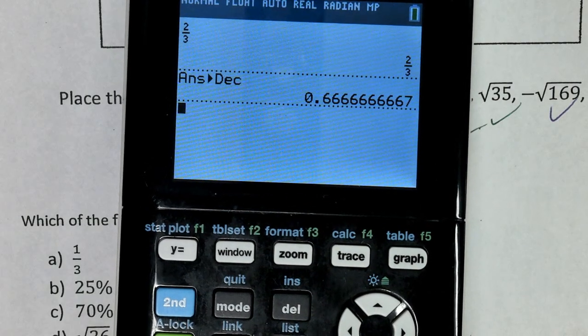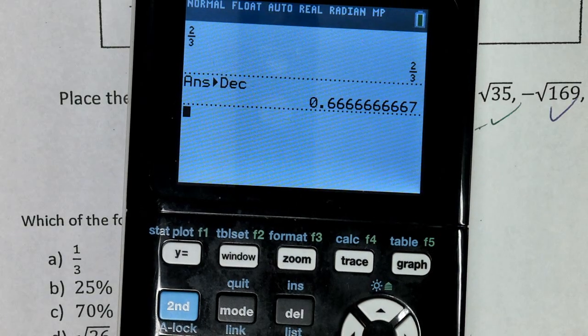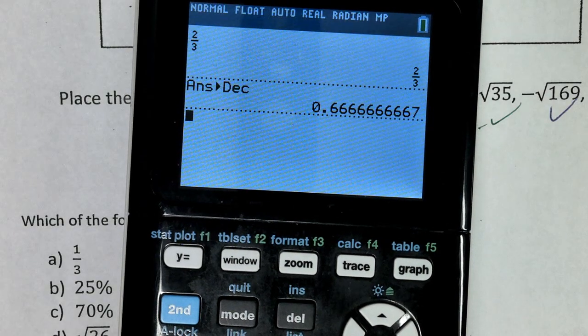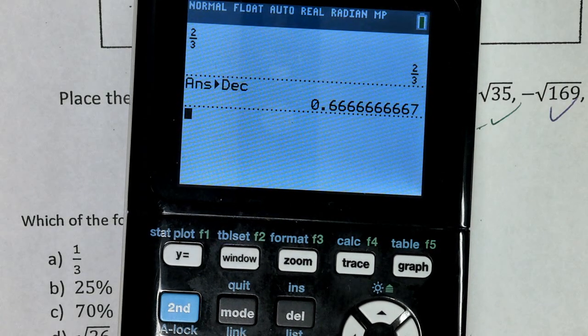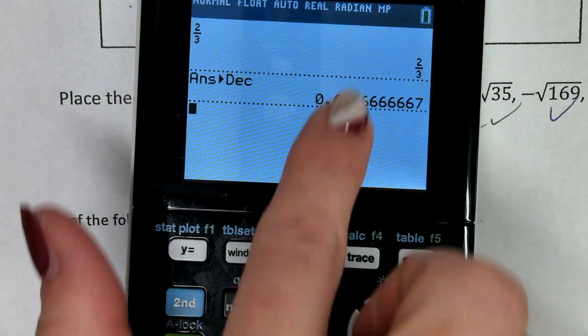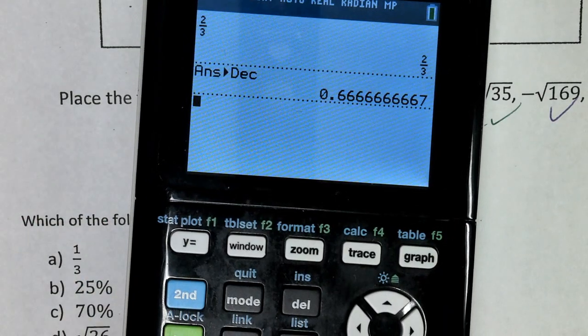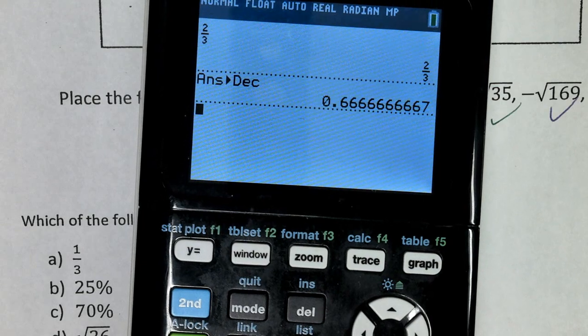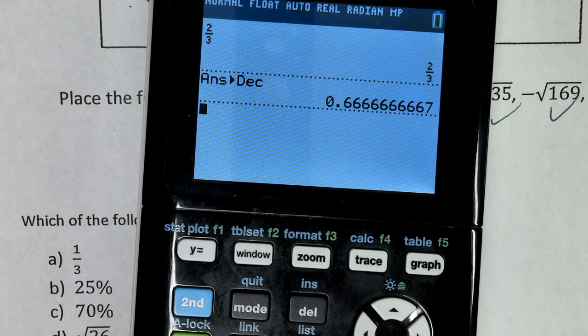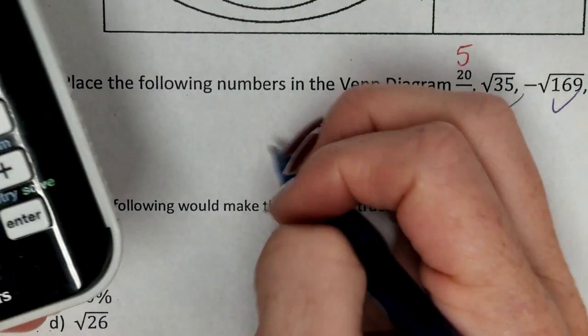Now, am I going to write all of that? Absolutely not. I'm going to write this as a decimal, but I'm going to make it look like money. So I can either put 66 cents or 67 cents if I was to round correctly. Does it really matter? It's not going to mess me up. So I'm going to put 67 cents.